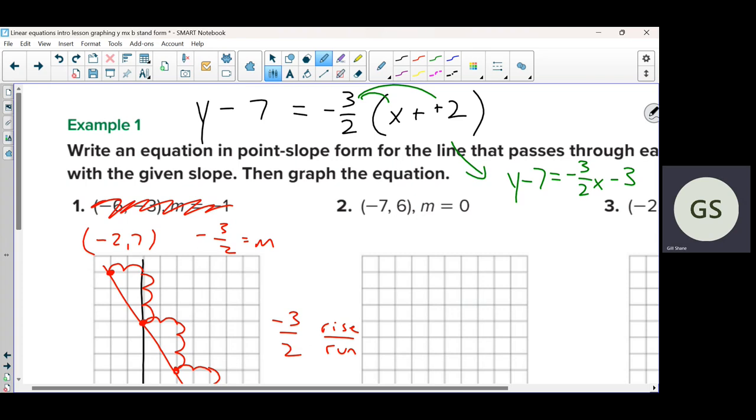So the multiplication is taken care of when you get these answers. Now you just bring them back over. Yes. Awesome.